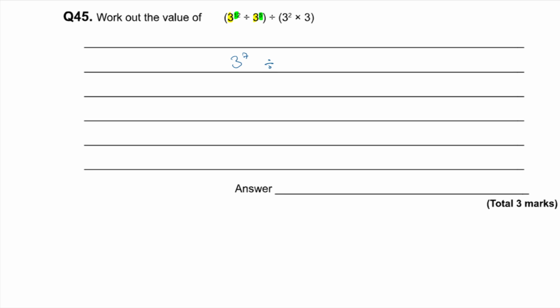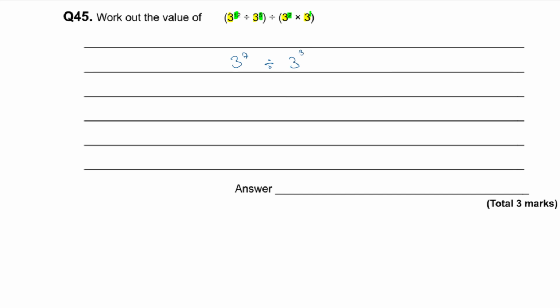And I'm going to be dividing that by the contents of the next bracket. Now here I've got, again, numbers with the same base. And I'm multiplying, so we're going to add the indices together. Now this second 3 doesn't have an index, but that just means the index is 1, isn't it? If you just got a number by itself, it's got a power of 1. So it's going to be 3 to the power of 2 plus 1.